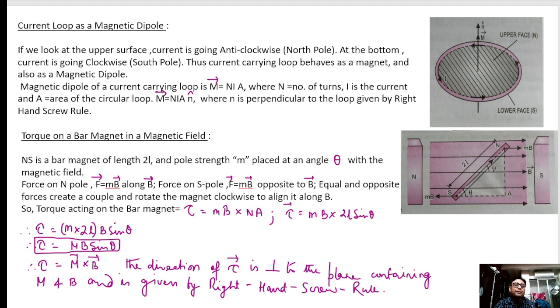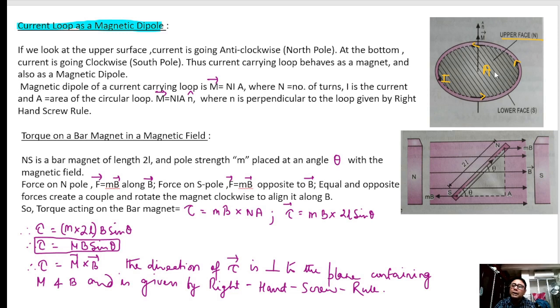Next, friends, let us see the current loop as a magnetic dipole. So watch here. This is a loop, and here the current is flowing like this. If you look from the upper surface, this is the surface we have taken, and this is the loop of area A.